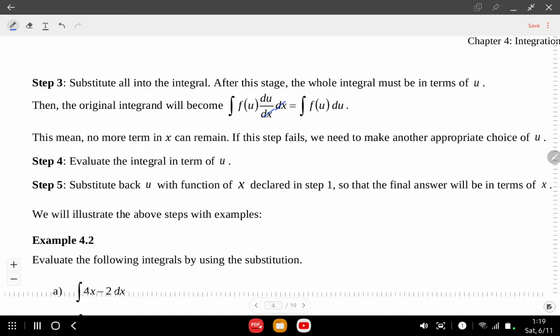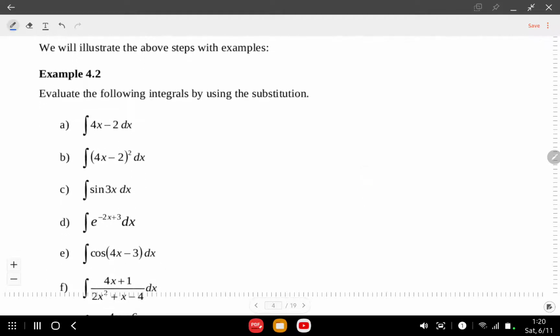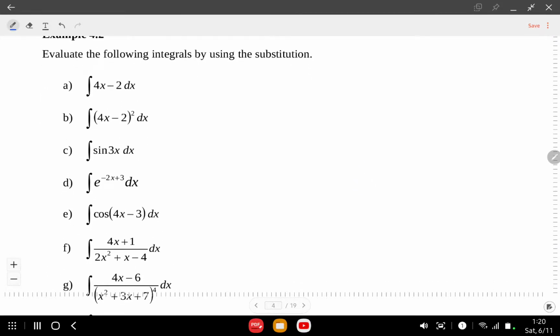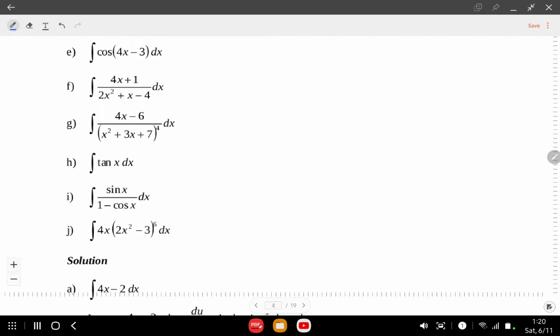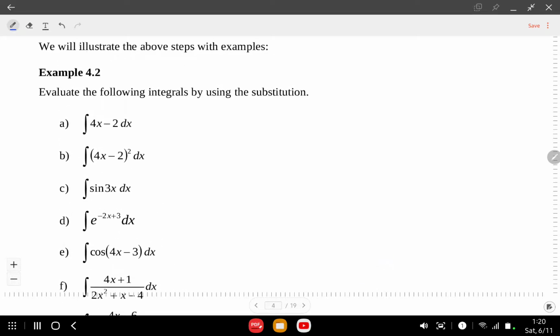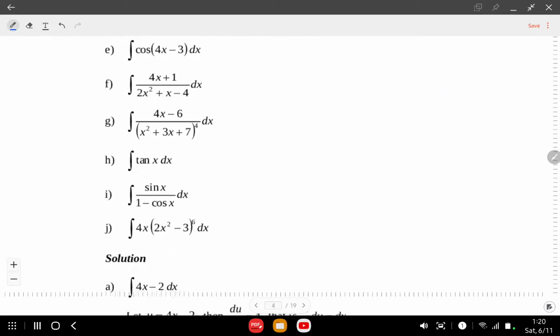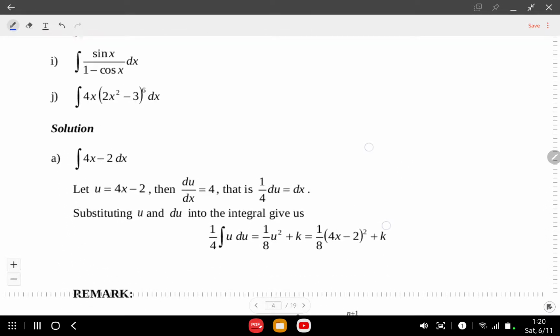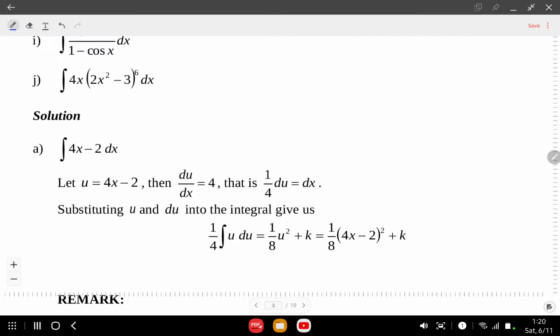So let's take a look at the following examples. Okay, so here we have question A until question J. Let's take a look at how we integrate this function using integration by substitution. Okay, so maksudnya integration ni bukan yang direct, tapi kita guna method of substitution. So this is the solution for question A.